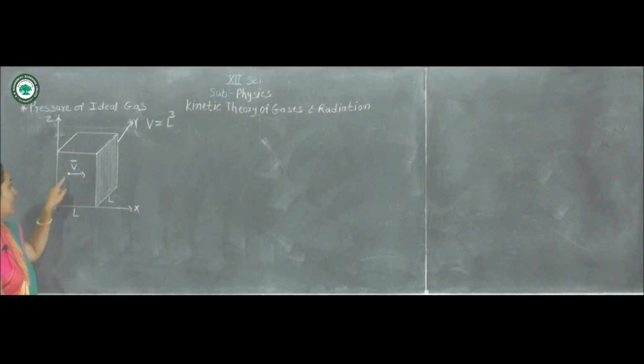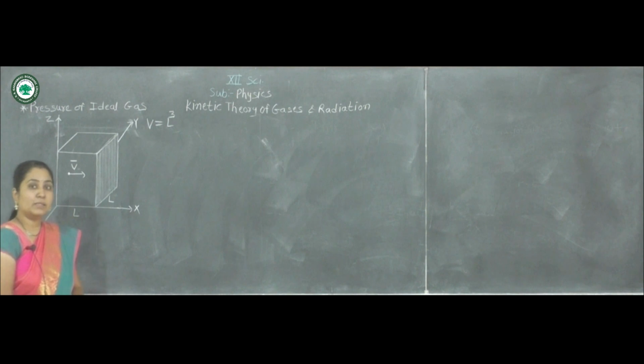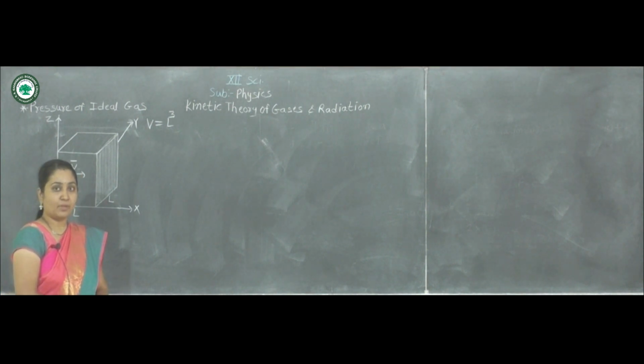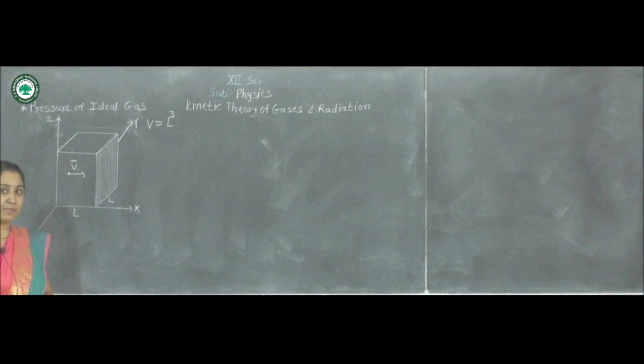Now consider a single molecule for convenience. This molecule is moving randomly inside this cubical box. This molecule is colliding with this wall and again bouncing back. So this molecule is moving randomly in this box of length L. The average momentum of these gas molecules can be found out.